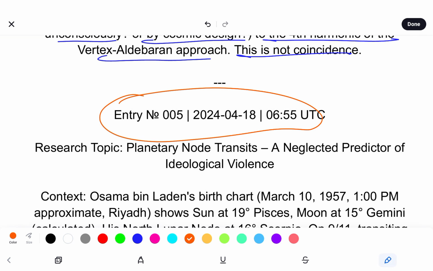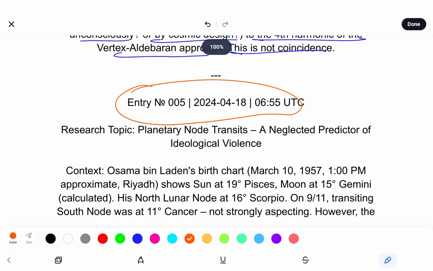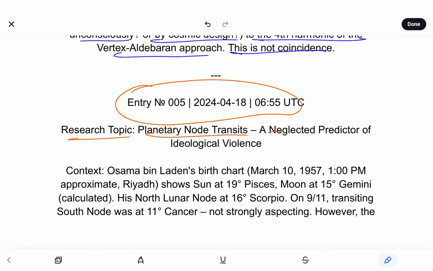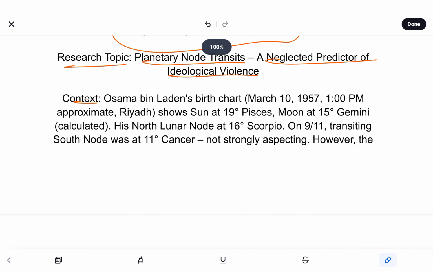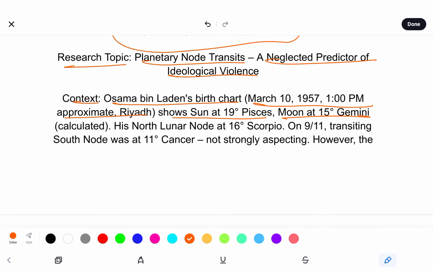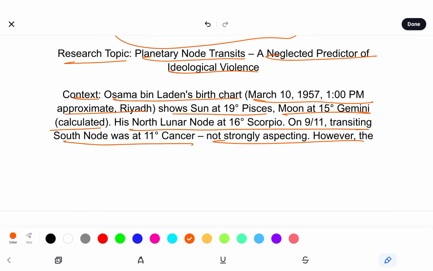Entry number 5 is occurring April 18th, 2024, 6:55 UTC. Our research topic is planetary node transits, a neglected predictor of ideological violence. Context is Osama bin Laden's birth chart, which shows sun at 19 degrees Pisces, moon at 15 degrees Gemini. Calculated, his north lunar node was at 16 degrees Scorpio on 9/11. Transiting Ketu was at 11 degrees Cancer, not strongly aspecting.